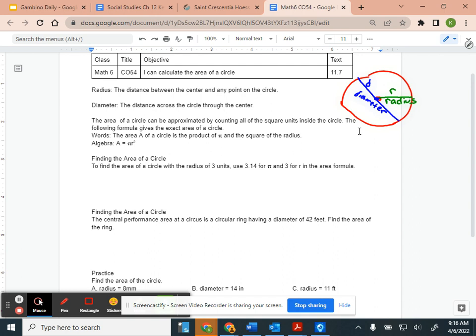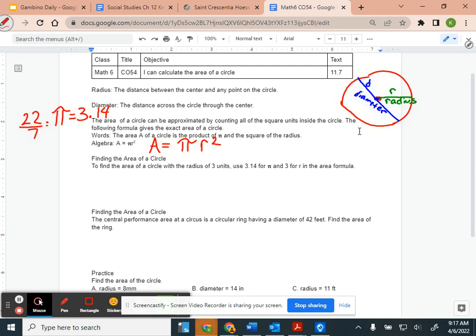So we use this formula. The area equals pi r squared. What number do we use for pi? Pi equals what, Anthony? 3.14. So we're going to use that 3.14 for our area. I know when we did circumference, we also used that 22/7 for pi. When we're doing area, I've always just used 3.14.